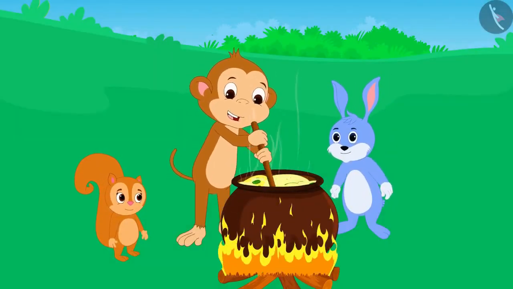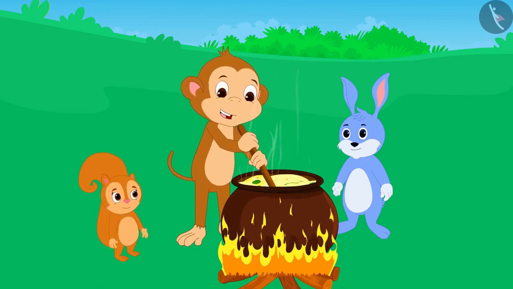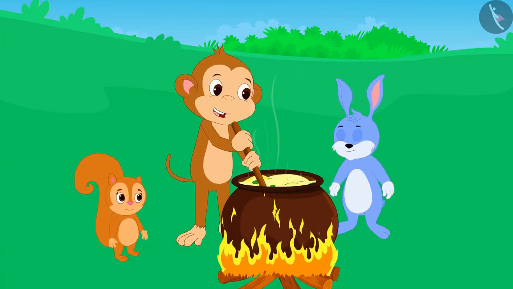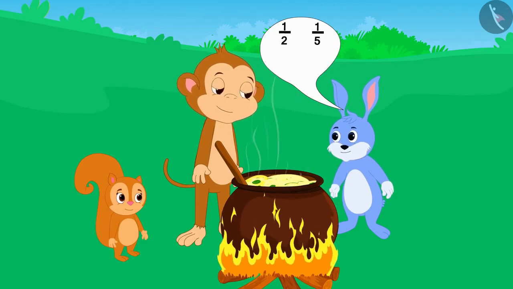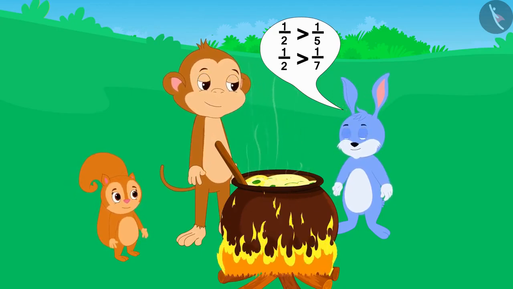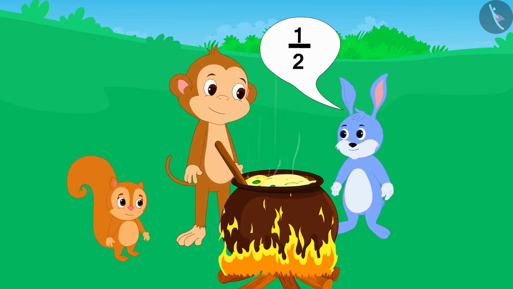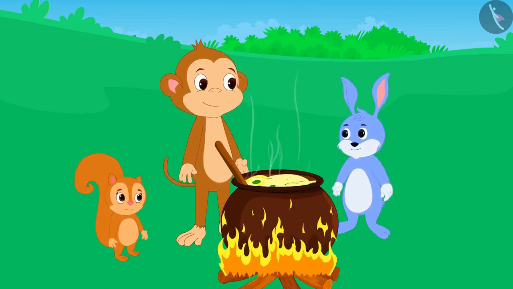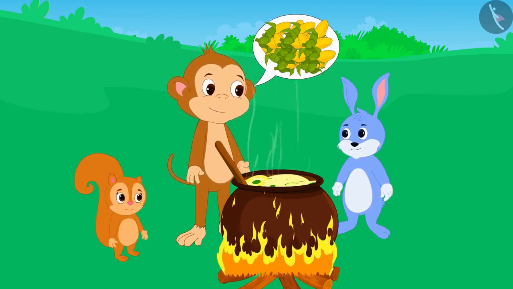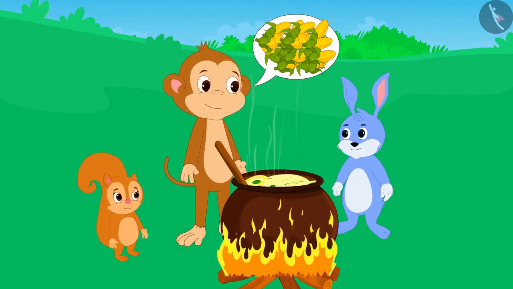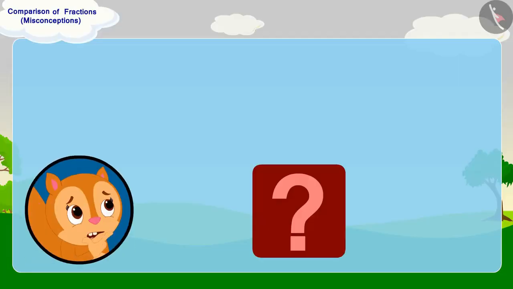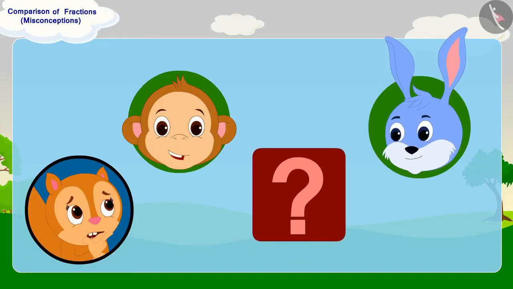The three gathered their vegetables and made a delicious dish from them. Now, when it came to distributing the dish, Bunny said that because half is more than 1/5 and 1/7, he should get half of that dish. But Babban is saying that he has given the most vegetables. Therefore, he should get the largest part of the dish. Children, who do you think is right, Babban or Bunny?